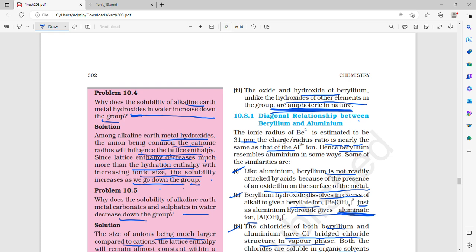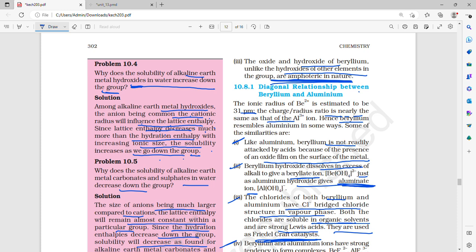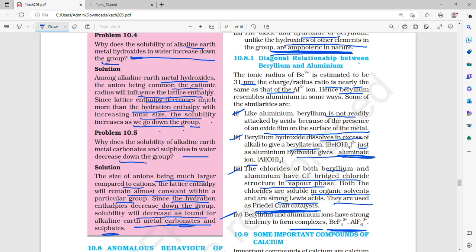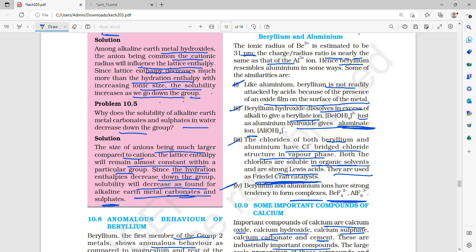Oxide and hydroxide of beryllium, unlike hydroxides of other elements in the group, which are basic in nature, are amphoteric in nature.